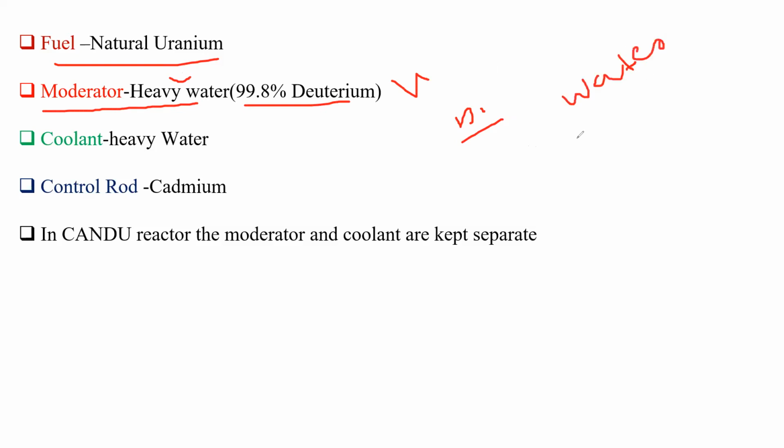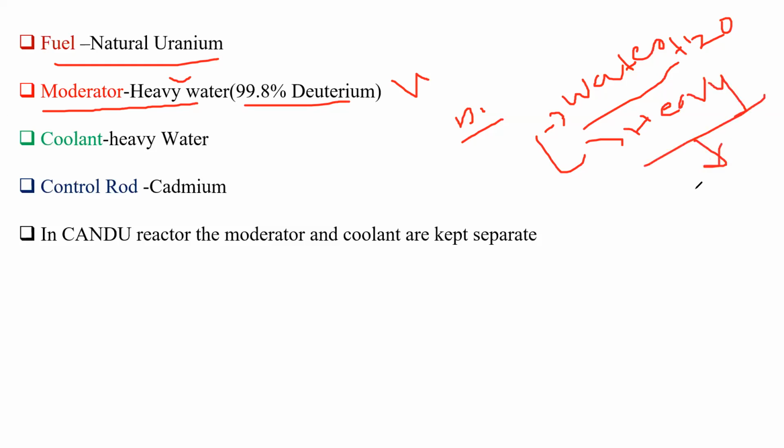Clearly observe that this is your water, whose formula is H2O, and here we use heavy water. Heavy water means the content of deuterium is very high, near about 99.8%, so near about 100% deuterium is present, and its representation is D2O. Whenever I say heavy water is used, it directly indicates that the quantity of deuterium is approximately 99% in that heavy water. So this is the difference between water and heavy water.